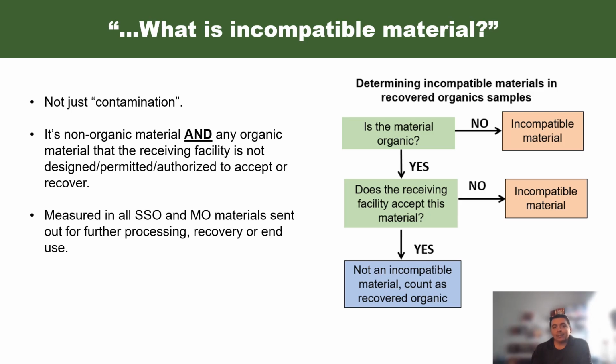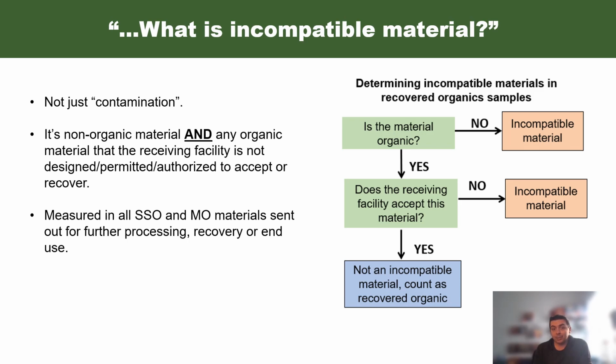So getting back to what exactly is incompatible material, it's not just contamination, it's any non-organic material like glass or plastic, but it can actually also include any organic waste that the receiving facility is not permitted or authorized to accept or can't actually perform recovery on. The best example I use is palm fronds, which typically doesn't end up in a final compost process.